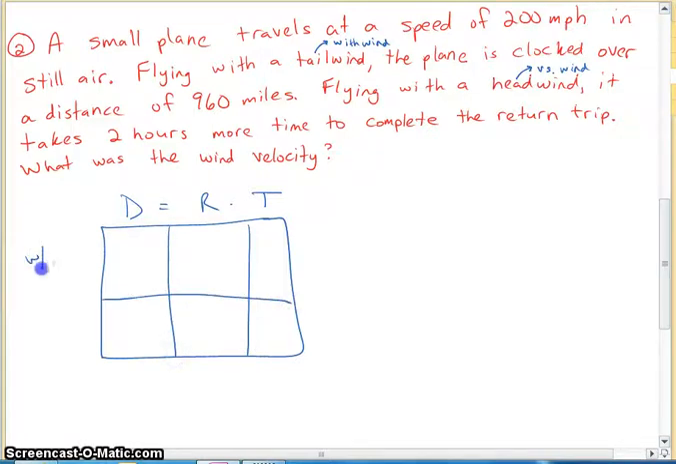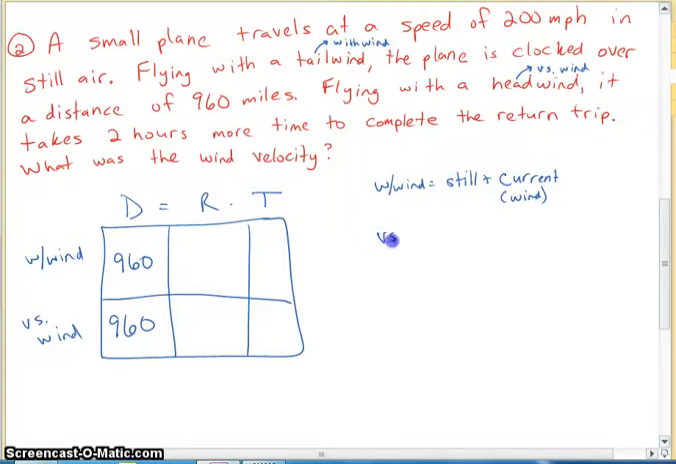I have with the wind and against the wind. With the wind, the plane traveled 960 miles. Against the wind, it says completing the trip, so that means he went the same distance. The rates are just like the water. If I'm going with the wind, that's still plus the current, or in this case it's the wind. Against is going to be still minus the wind.